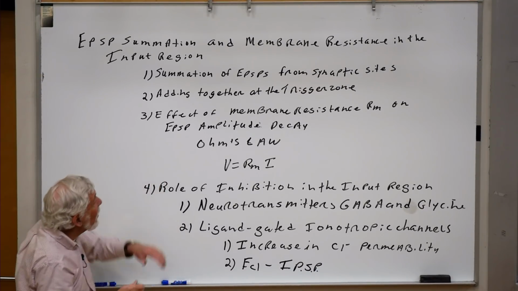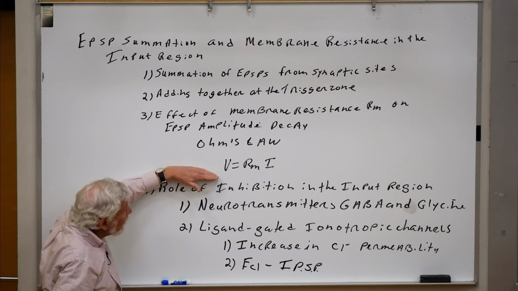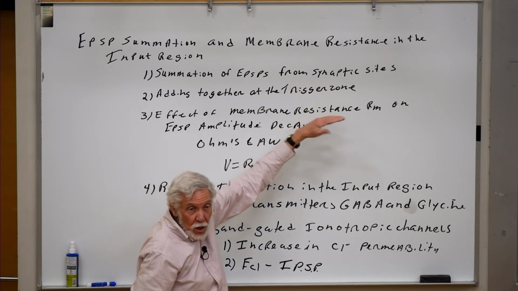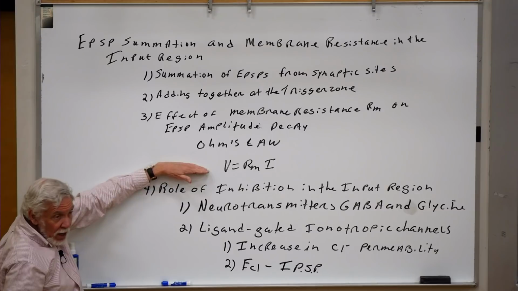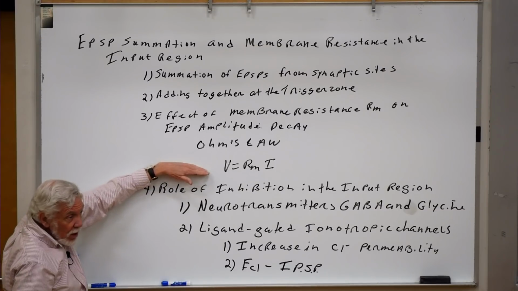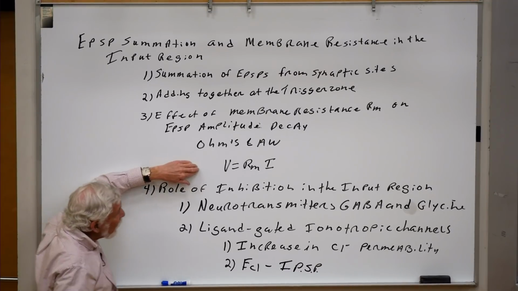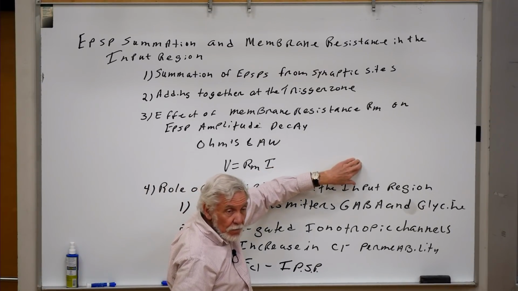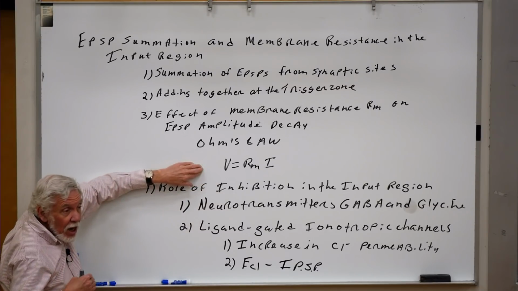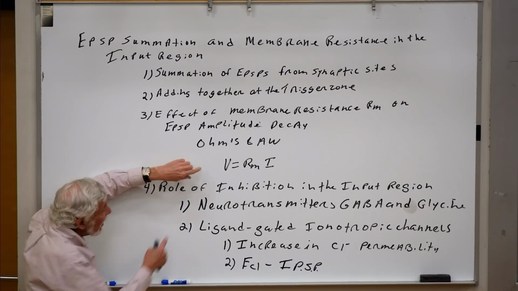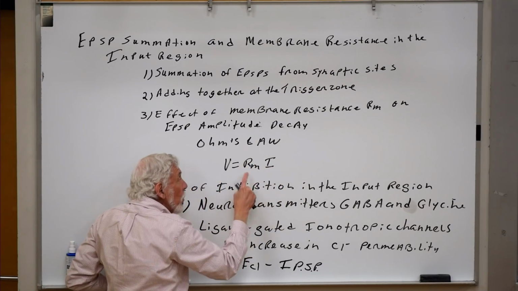And we'll talk about the effects of the membrane resistance on the amplitude or voltage of the potential when it reaches the trigger zone. In other words, if we have a tight membrane with few leak channels, the voltage generated at the synaptic site will more or less be faithfully delivered to the trigger zone. If we have a membrane that's leaky, in other words, it has lots and lots of potassium leak channels, then this potential will be small when it reaches the trigger zone.